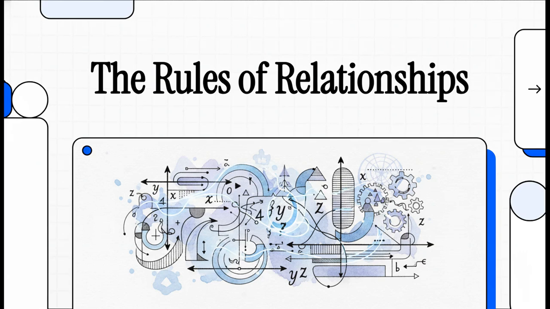Hey everyone! It's kind of funny, but in math, just like in real life, variables have relationships, and they follow certain rules. The cool part? Once you learn those rules, you can totally predict what's going to happen next.